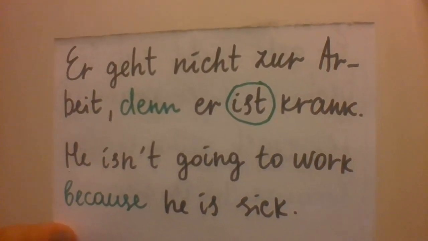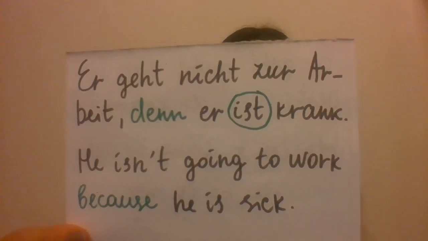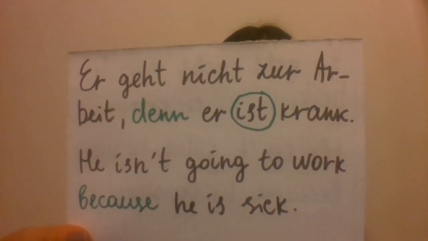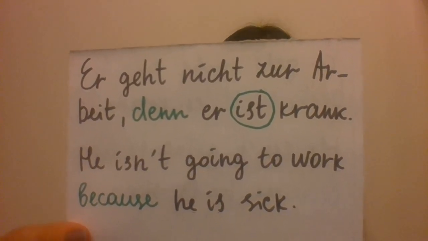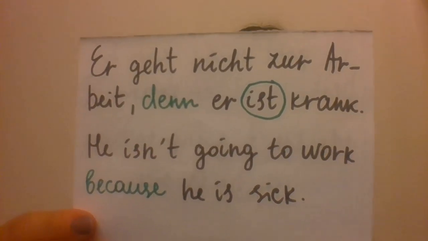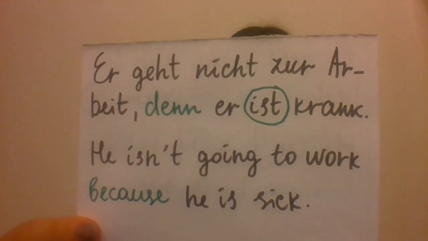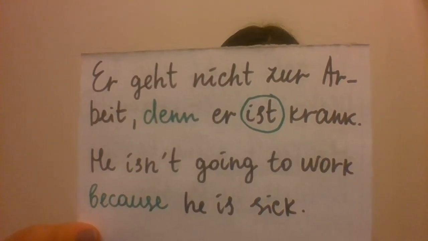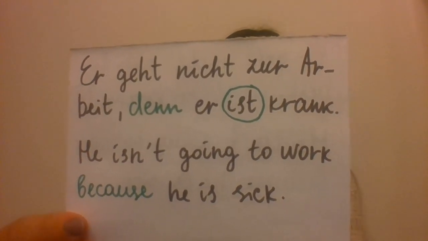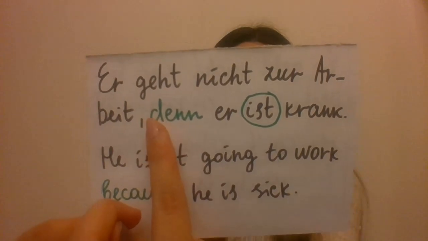You see here the verb, marked. I marked this verb because I wanted to draw your attention to this verb and especially to the position of this verb. As you see, we have our first sentence, it's a normal sentence. Er geht nicht zur Arbeit. He is not going to work. Now we have to give an explanation why. So the reason we start to explain in the second sentence after the comma.